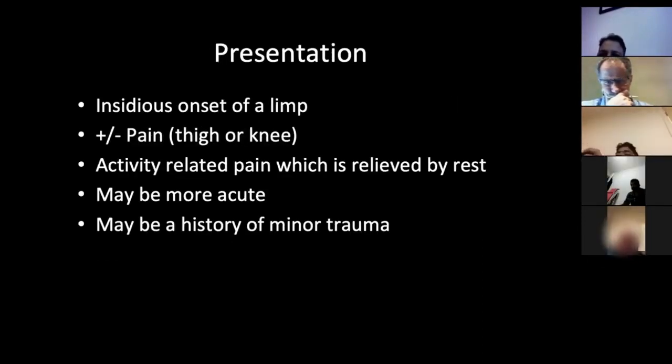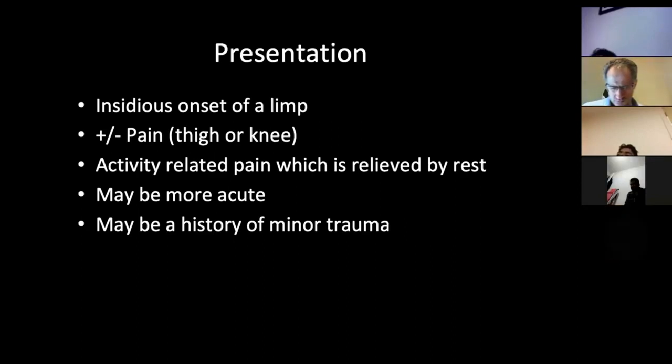So presentation. You're looking at kids that come in, and most of them have a limp. They might have thigh pain. They might have knee pain. Why do they have knee pain? They have knee pain because the femoral and the obturator nerve supply both the hip and the knee. So they can have hip or knee pain. If you see a child that has knee pain, you need to look at the hip. It might be activity related, it might be acute, and it might be a symptom of minor trauma.